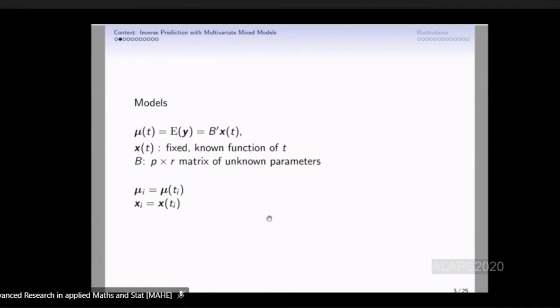Now, the models that I'll be dealing with here are as simple as possible. For the mean vector, I'll be using a straight line model. It takes this form, where B is a matrix of regression parameters, and the predictor variables, X, are a fixed known function of T, its vector value. This is shorthand notation for the means and the predictor variable at age T sub i.